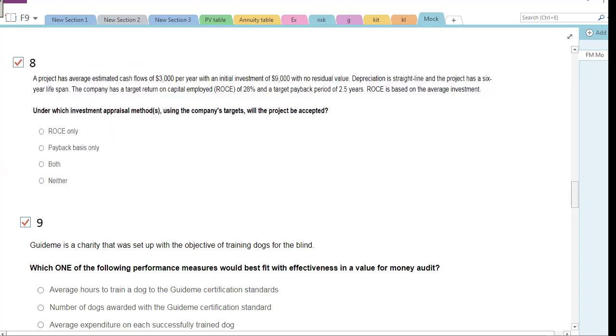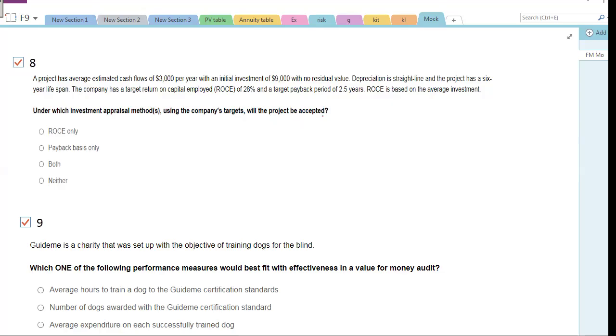Let's read the eighth one. Quickly read it and pause the video. Again, a little bit of calculation is involved in here. So under which investment appraisal method using the company's target will the project be accepted?